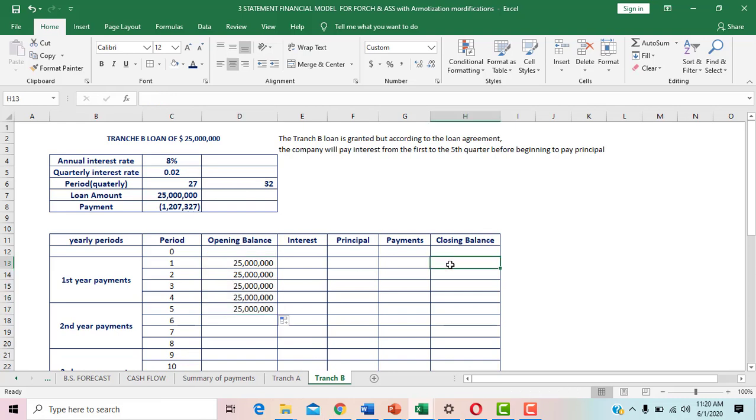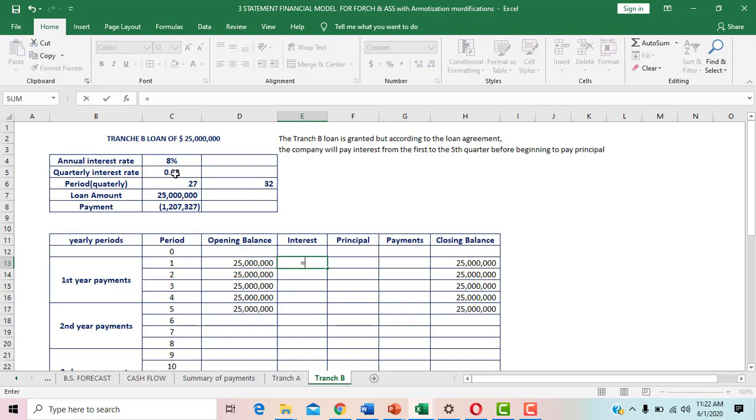Let's fix that, please. And then we just pull that right up to the fifth quarter. Then the same is going to apply for our closing balance. Our closing balance is basically going to be equal to our opening balance. We just pull that right up to the fifth period. So we are told that from the first right up to the fifth period, we are going to be paying just interest expenses. To determine the interest we're going to be paying, this is equal to the quarterly interest rate, we fix that, multiplied by the opening balance in the first period. We just drag that through.